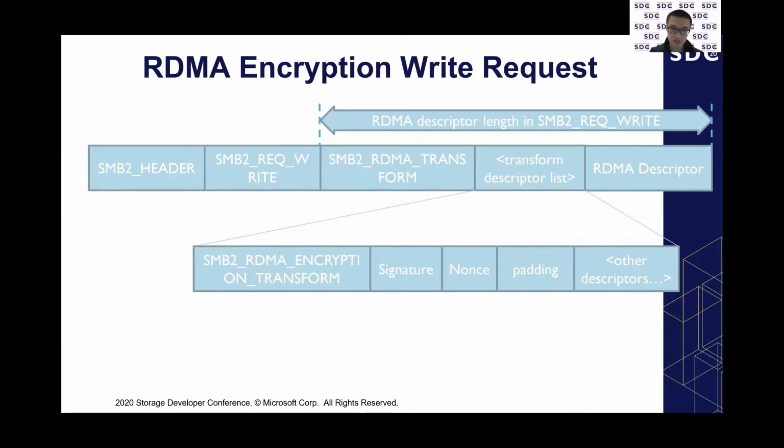In this design, think of the SMB2 RDMA transform as a base structure. It has some common metadata that no matter what transform you do, you would need. Whatever transforms are performed on the message, any metadata that those transforms generate needs to be included in this transform descriptor list.